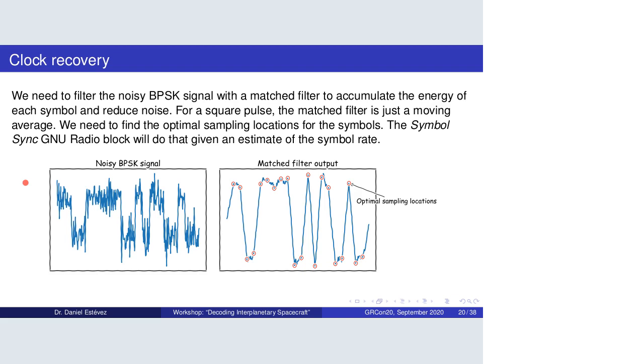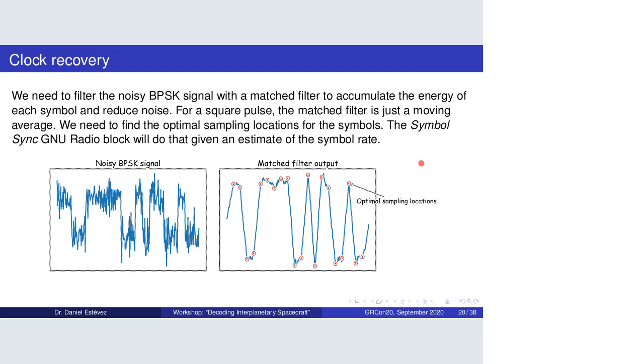So we want to do two things. First, we need a matched filter to remove this noise. And then we need to find the optimal sampling locations for the symbol. These are shown here in red. This is where to read. This is 1, 1, 0, 0, row of ones, couple of zeros, 1, 0, etc.